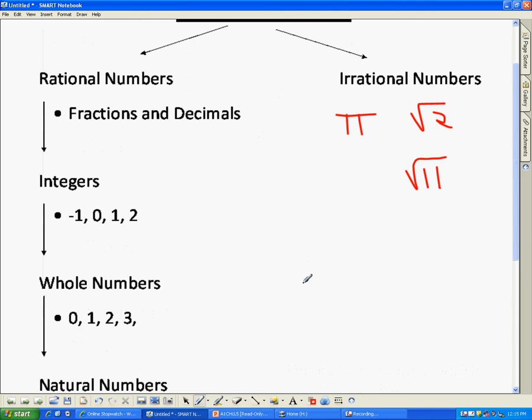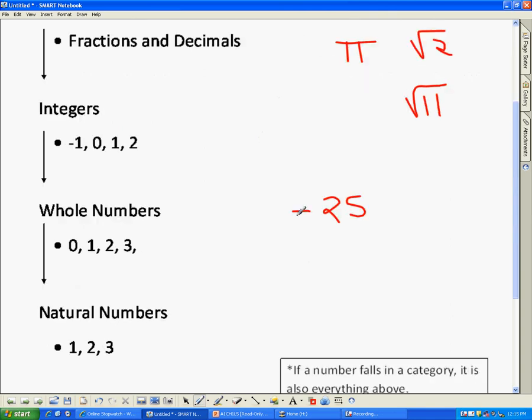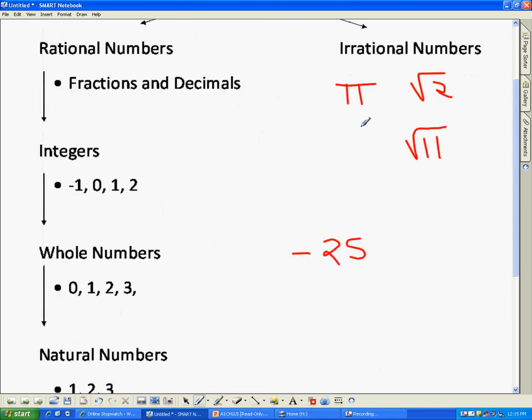So if I gave you the number negative 25, and I asked you to classify this number, tell me what it is. Well, it's not a natural number, and it's not a whole number, but it is an integer. So because it's an integer, it's also considered a rational number. So you would call negative 25 an integer, and a rational number. If I gave you the number 0, 0 is considered a whole number, an integer, and a rational number.